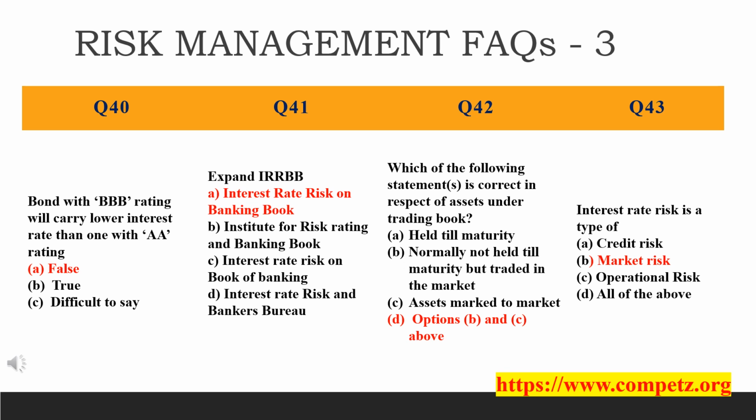The next question, the last question, is on interest rate risk. Interest rate risk, IRR, is a type of which risk? The answer is market risk. Why? Because it's a type of market risk. It addresses the main question: how will the bank be affected if the interest rate changes, whether lower, higher, anything? So interest rate risk is a type of market risk.